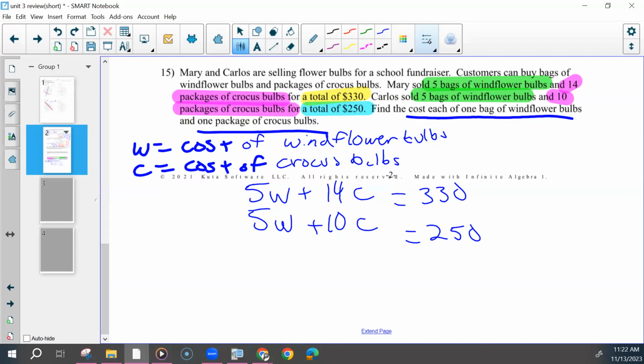Then you would choose one of your methods of solving. This one has the same coefficient, so I would do this one by elimination. I'm not going to do that for the sake of time, but that's what you would do. At the end, when you get your final answers for W and for C, make sure you're putting your labels. So for this one, it would be dollars.